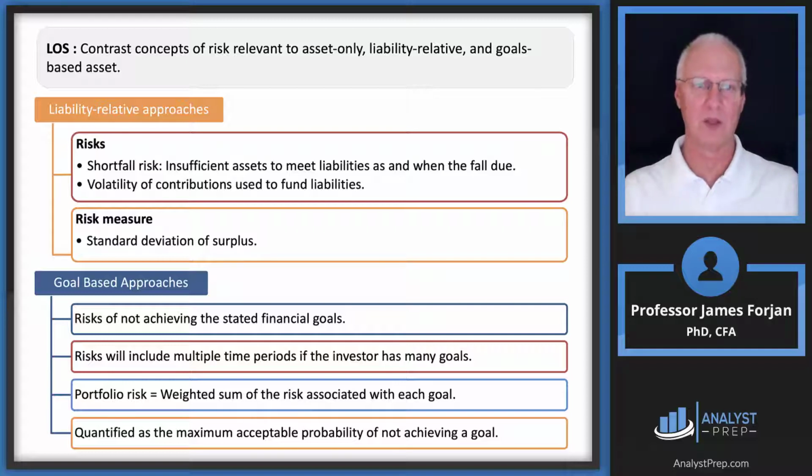Make sure that you are aware, in a question stem, of the reality, the humanity, of missing those stated financial goals. Yeah, multiple time periods, so that's important. Portfolio risk is the weighted sum of the risks associated with each goal. That's kind of like a Harry Markowitz application there. Maximum accepted probability of not achieving a goal. Yeah, in my experience in talking to individual investors, the maximum acceptable probability of not achieving a goal most of the time is 0%.